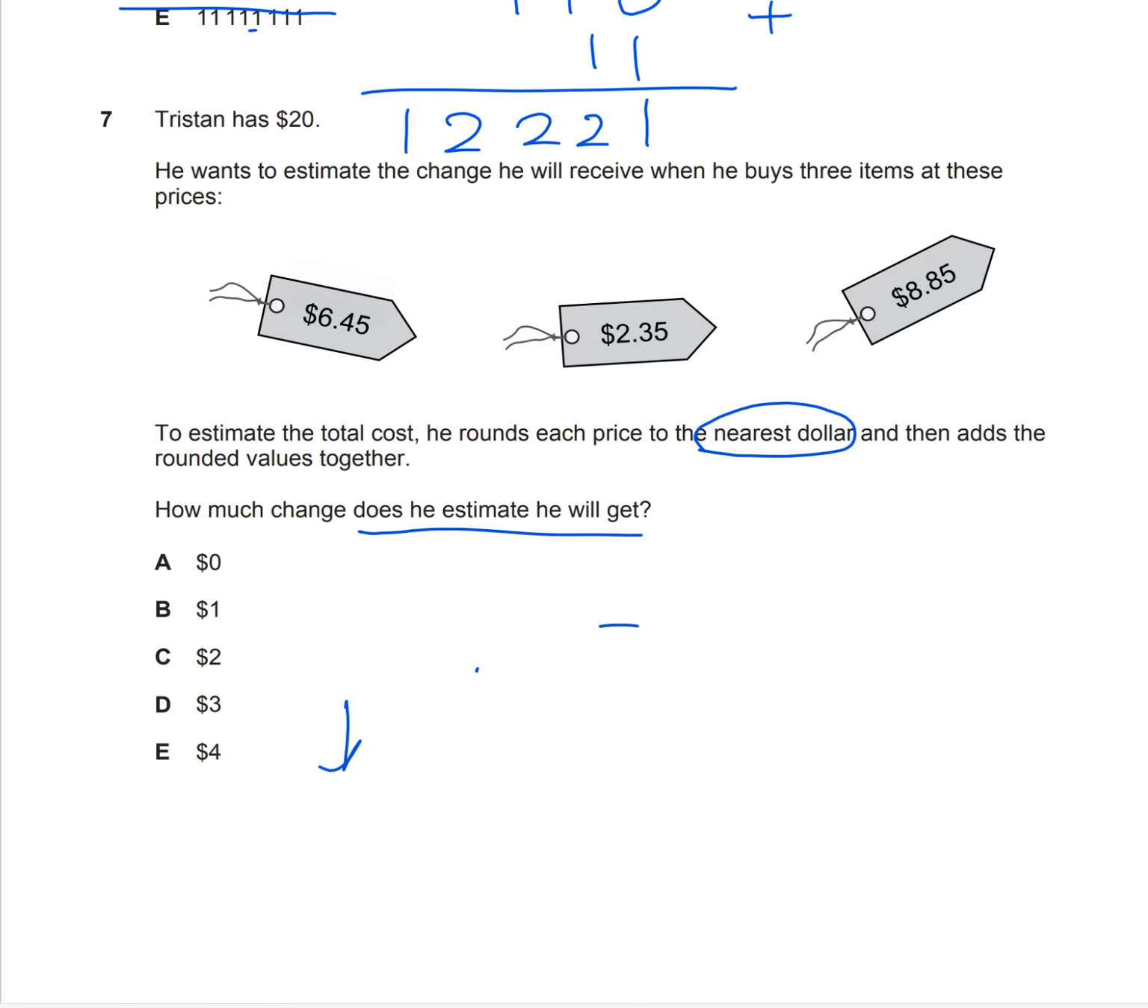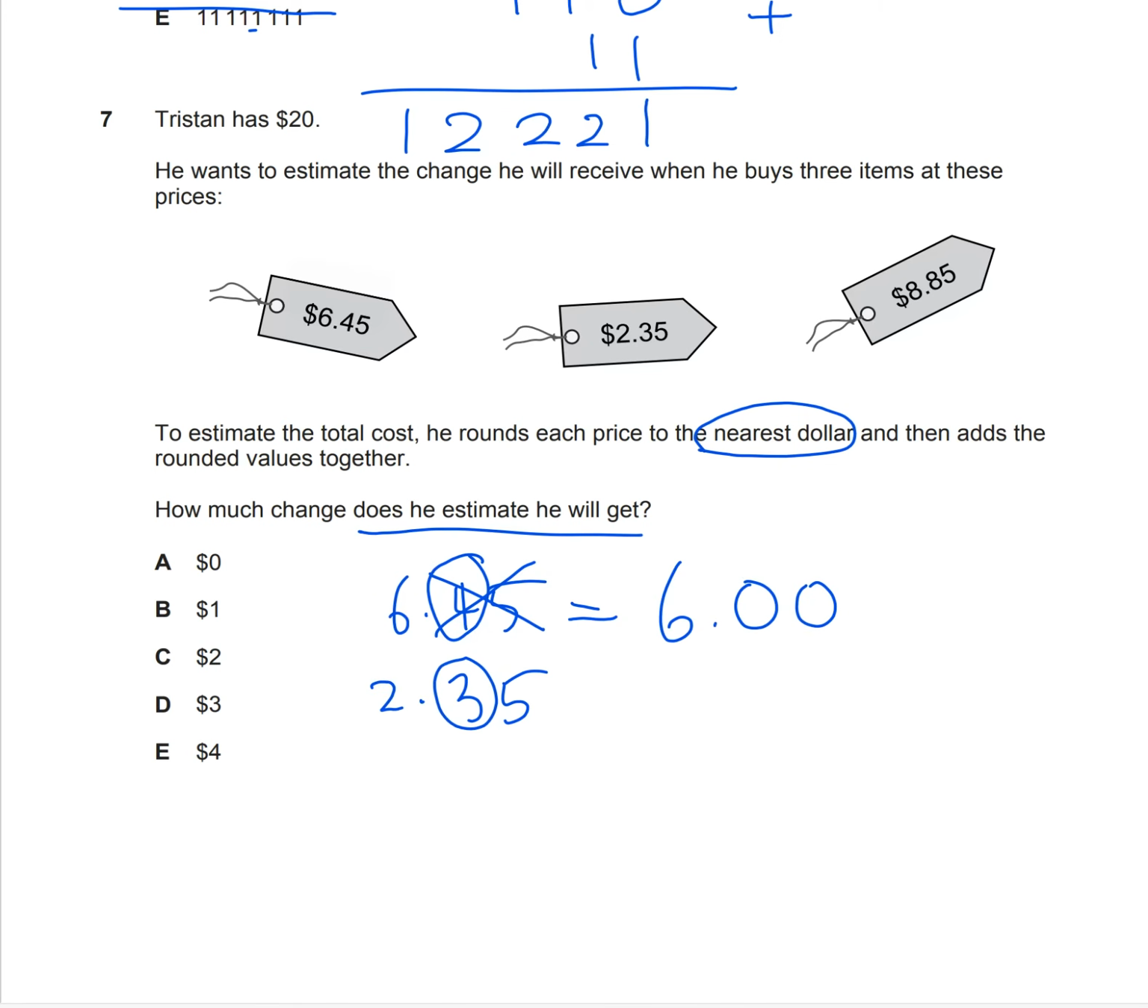Okay, so let's try that with all of our combos. First, we have 6.45. Now, like I said, we look at this number. Is it bigger or smaller than 5? It's smaller, right? So we're going to round down, get rid of the cents, and just write $6. The next one, 2.35. Is this number bigger or smaller than 5? It's smaller, so get rid of the cents, round down to 2. Last one, 8.85. Is this number bigger or smaller than 5? It's bigger, so we can round up, give it some extra cents, and we get $9.